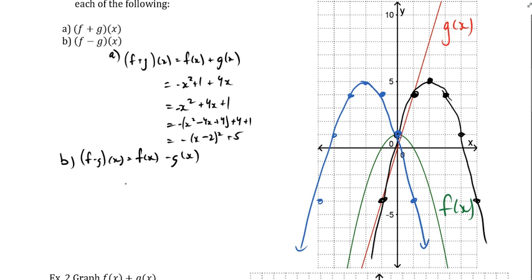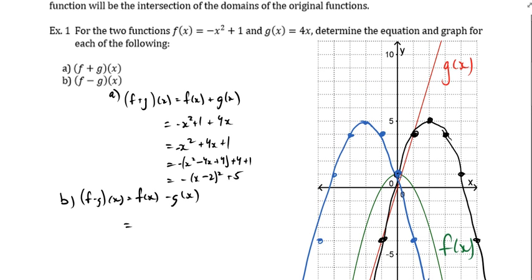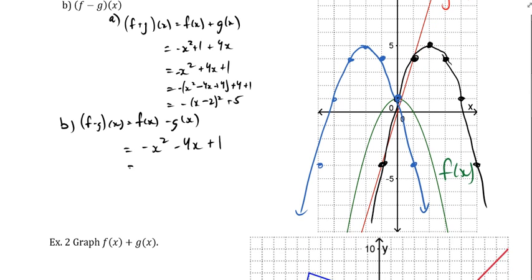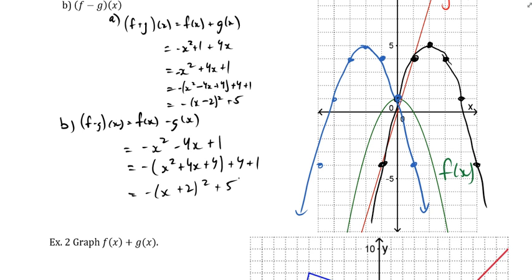Okay, and algebraically, this looks like negative x squared minus 4x. I'm just going to write it in the right order, plus 1. So if I factor out the negative, I get x squared plus 4x plus 4, and then plus 4 plus 1, which is negative x plus 2 squared plus 5. So that one's a shift to the left 2, and up 5 opens downwards.